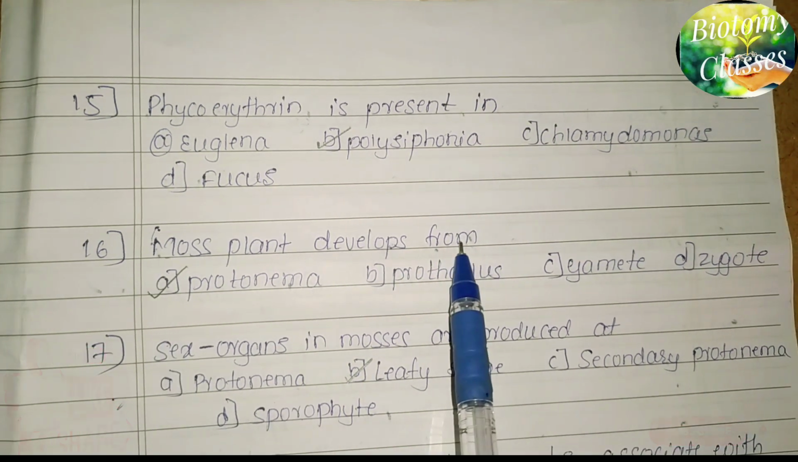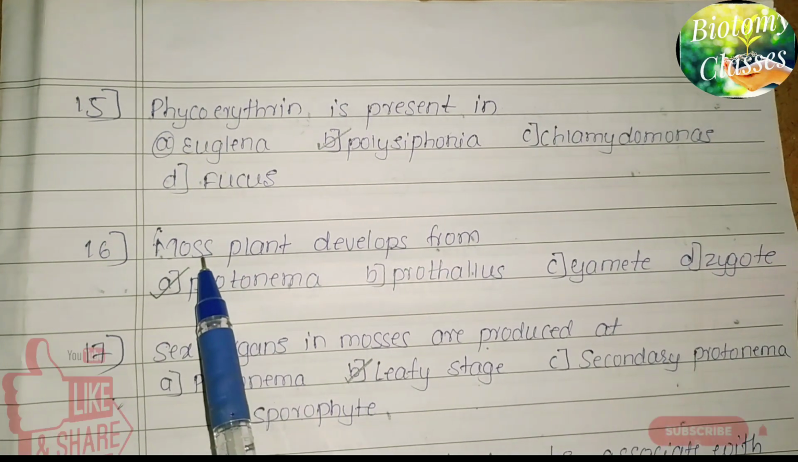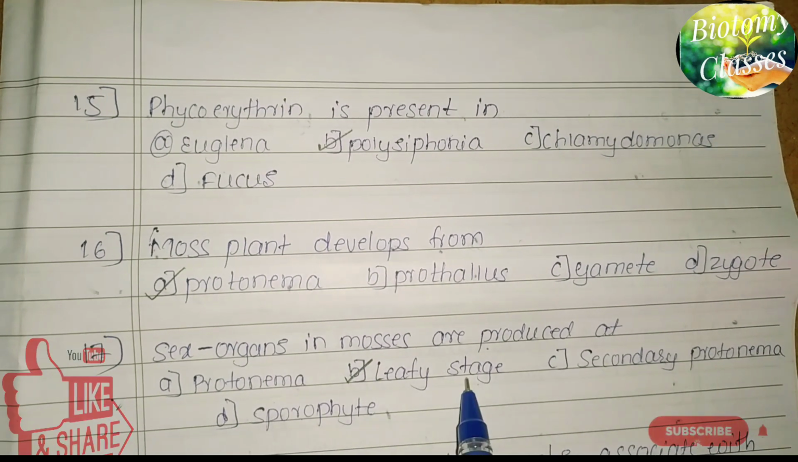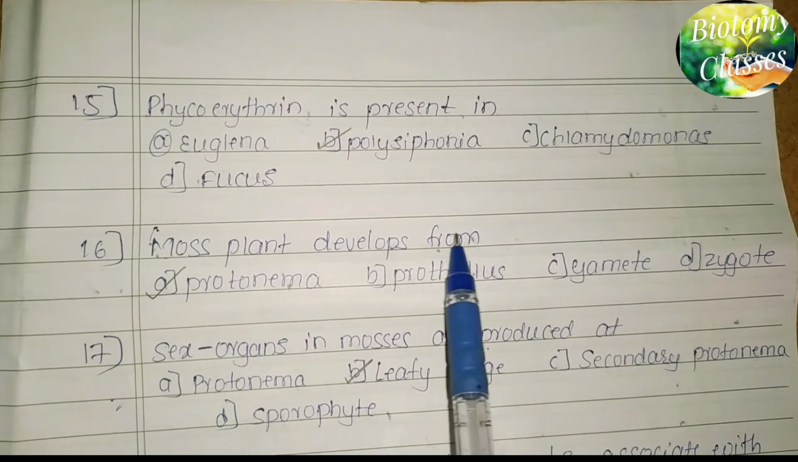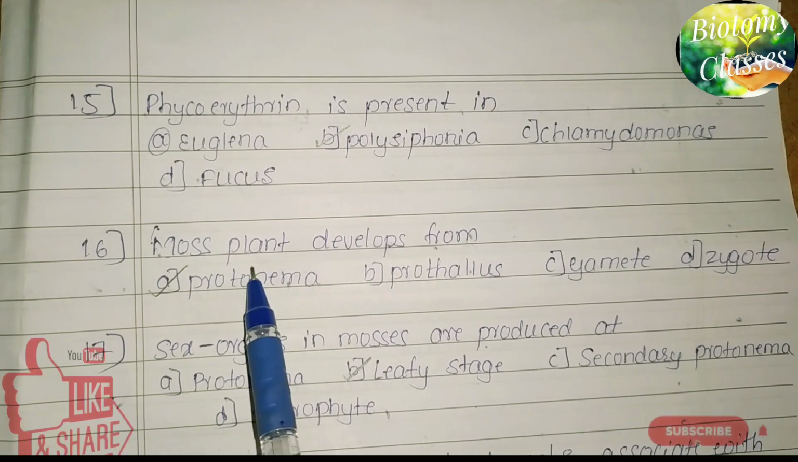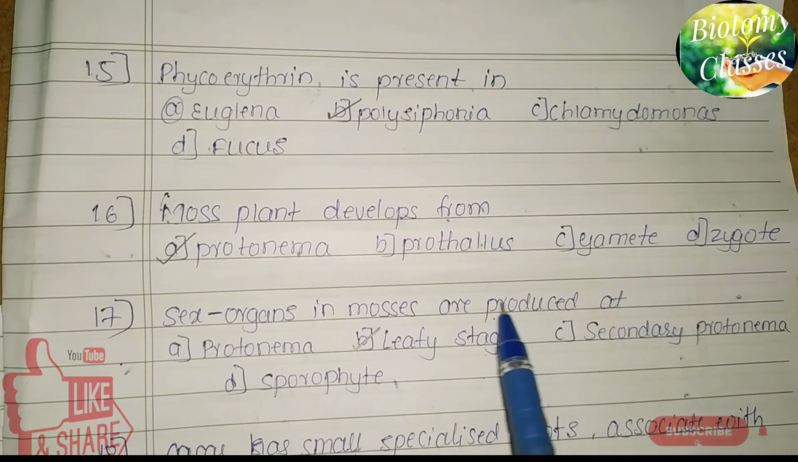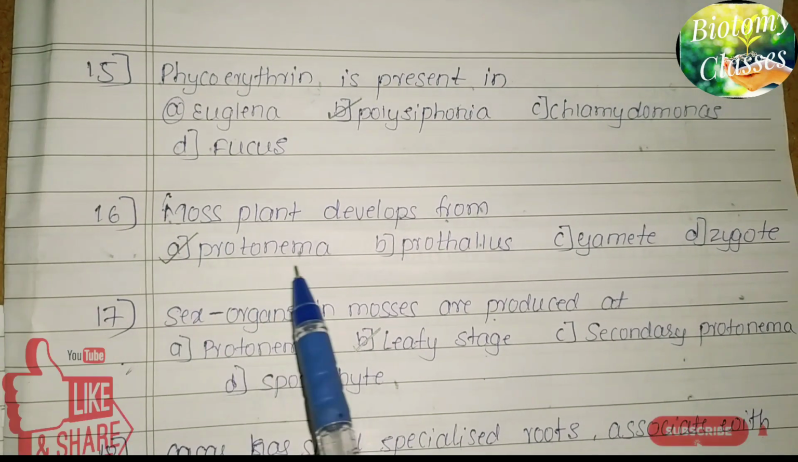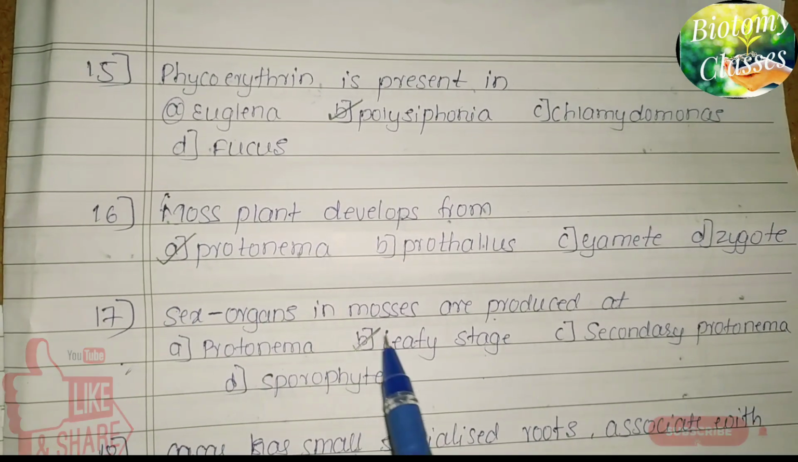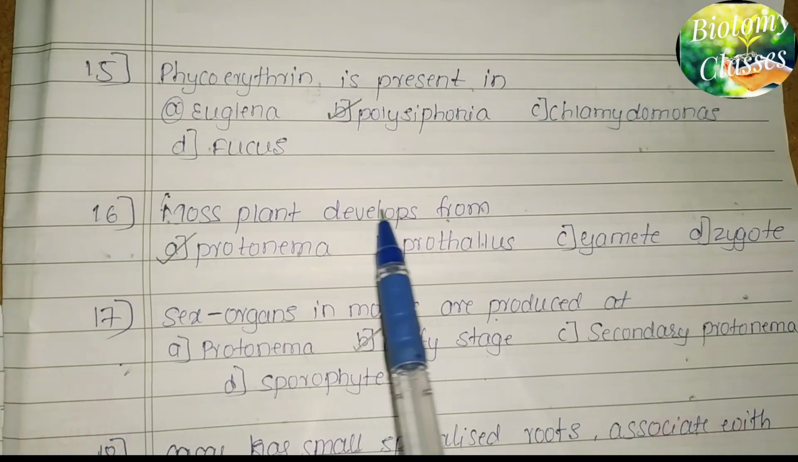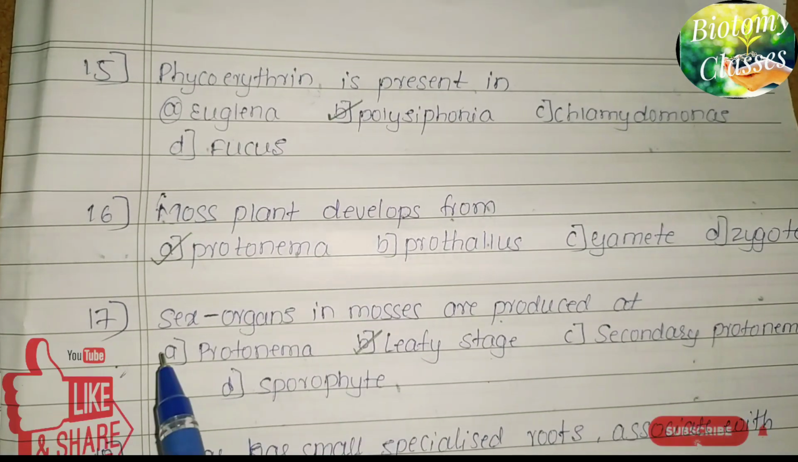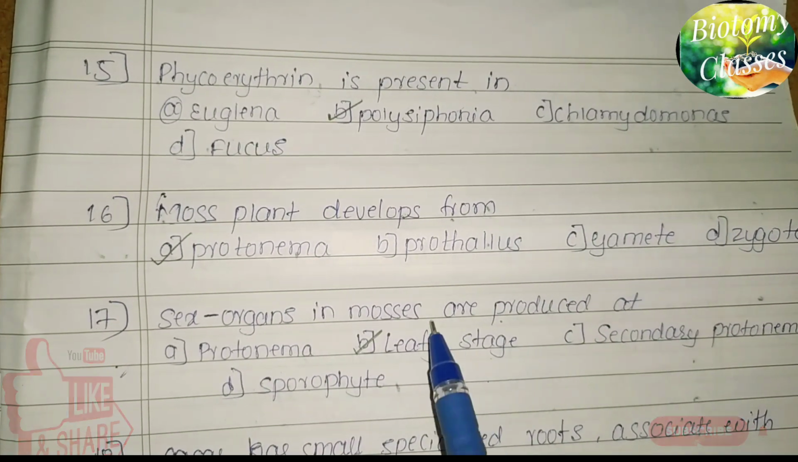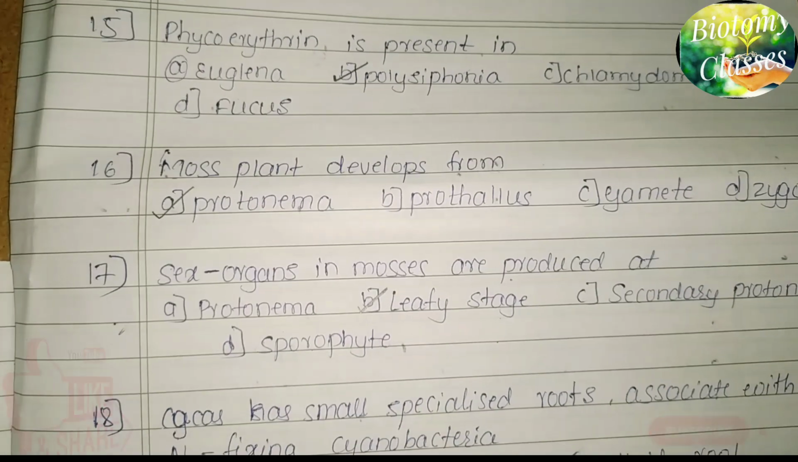Moss plant develops from. So in moss plant we have to study protonema stage and leafy stage. But initially moss plant develops from the protonema stage. After that sex organs in mosses are produced at a leafy stage. So in 16th question A is the right answer, but in 17th question B is the right answer. Moss plant develops from protonema stage. Sex organs in mosses are produced at leafy stage. So clear.